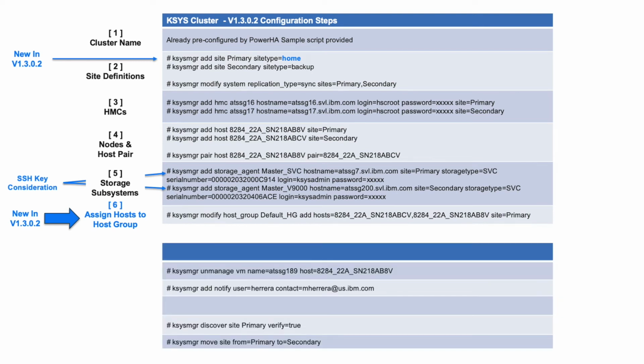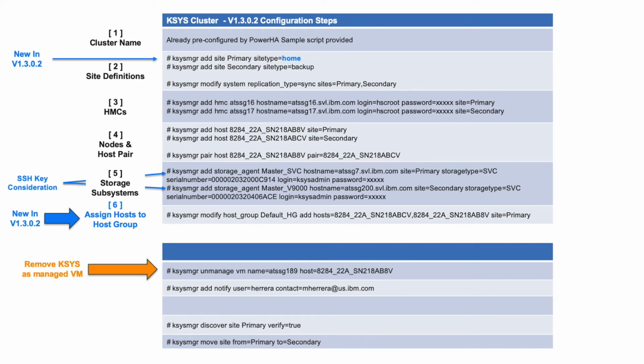Beyond that, because my environment has the KSYS management LPAR on one of the S822s, or both of them actually, but they're split up, the host group resides on the system on the primary site on the left-hand side, and my KSYS managing LPAR is ATSSG 189. So I did go ahead and unmanage him, and then I added my notification messaging just so I get emails in the event that anything occurs. And then from there, I did the discovery with the verification as the second to last step.